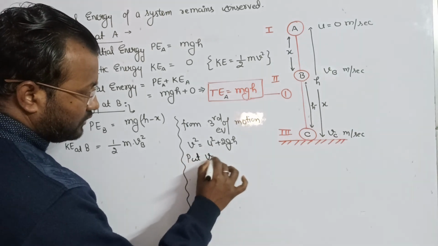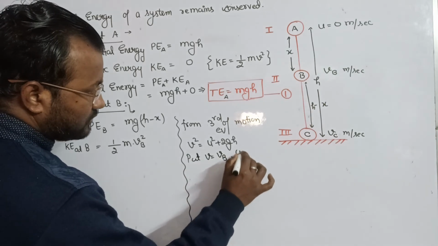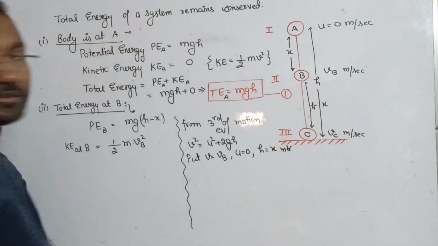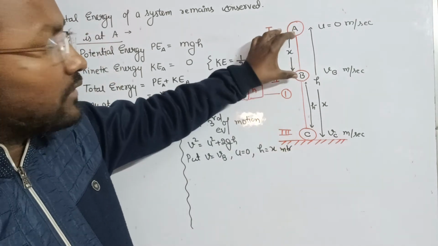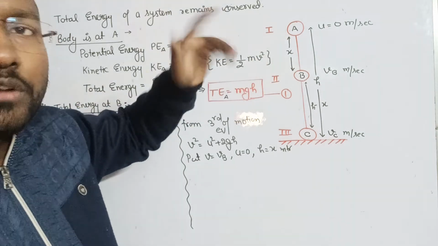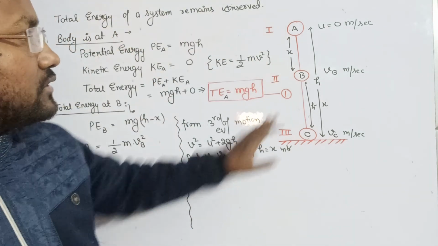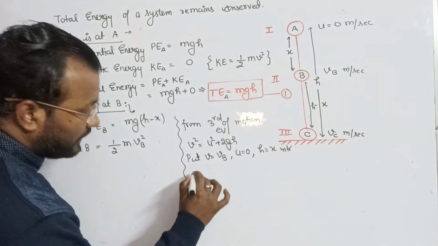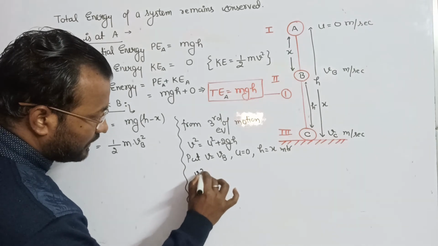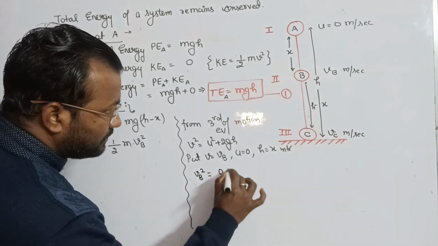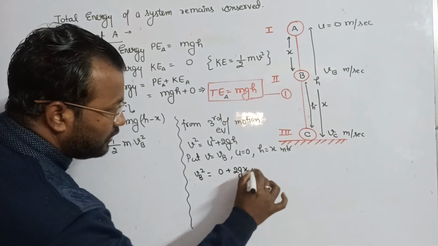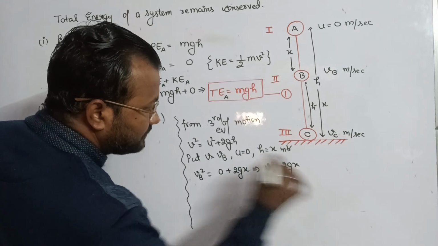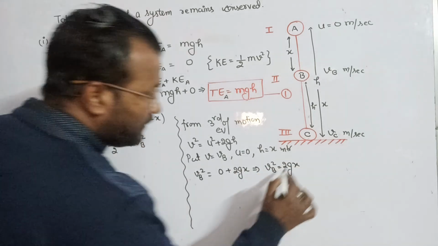So put v is equal to vb, u is equal to 0, and h is equal to x. Why are we saying so? Because the body has traveled this distance x meter or x unit, whatever the unit may be. Initial velocity was 0 and the final velocity is vb. So just keeping these values, we will have vb square is equal to 0 plus 2gx, or vb square is equal to 2gx, right? So now we have the value of vb.